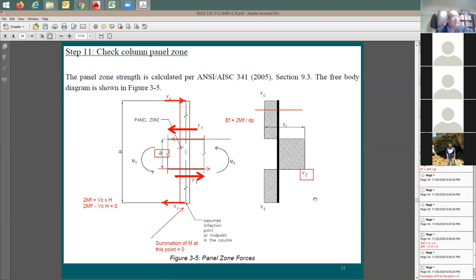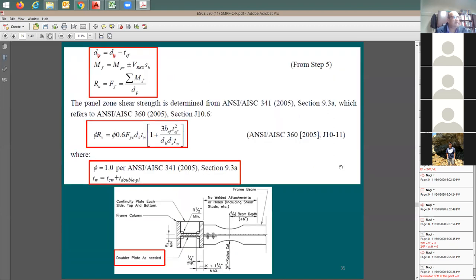Or someone's going to say, you know what? The whole F sub F is going to be the entire shear that I need to transfer through the panel zone. I'd like to design for it. We're going to say fine, if that's your request.